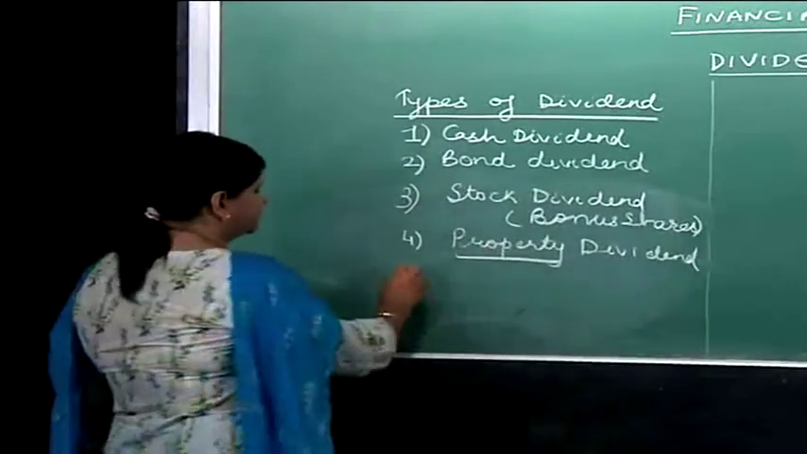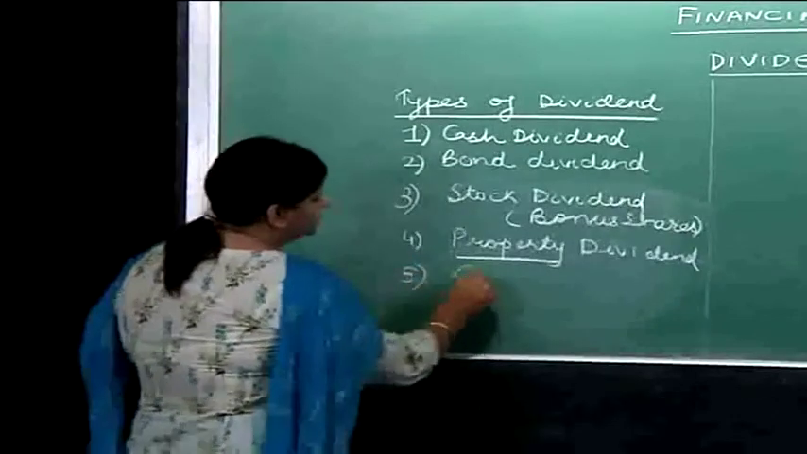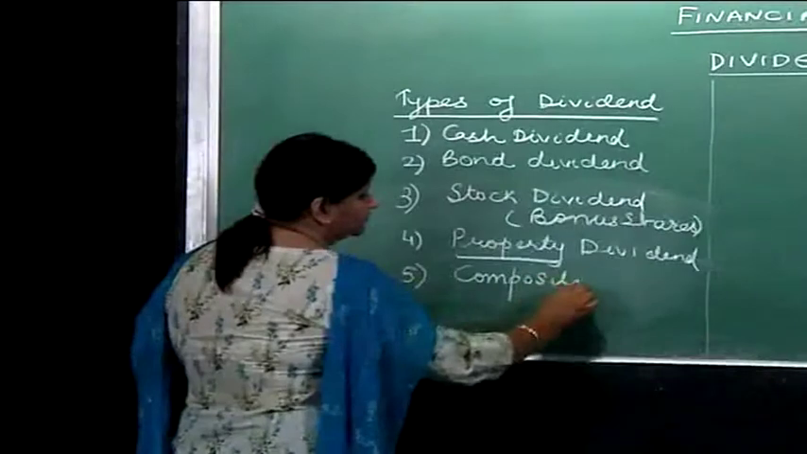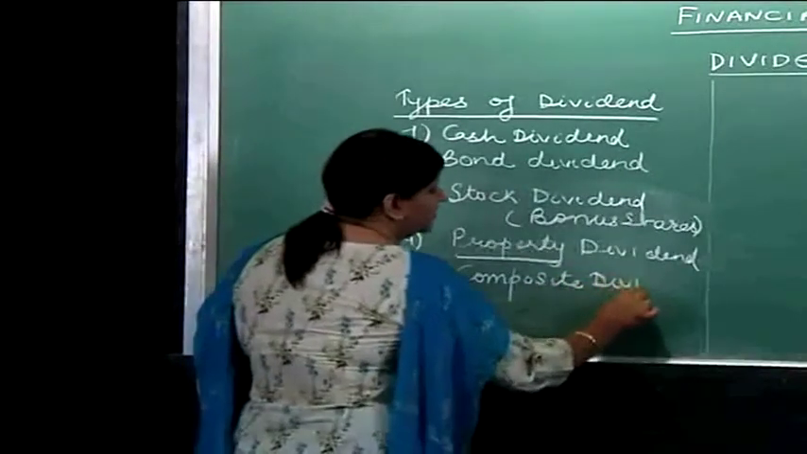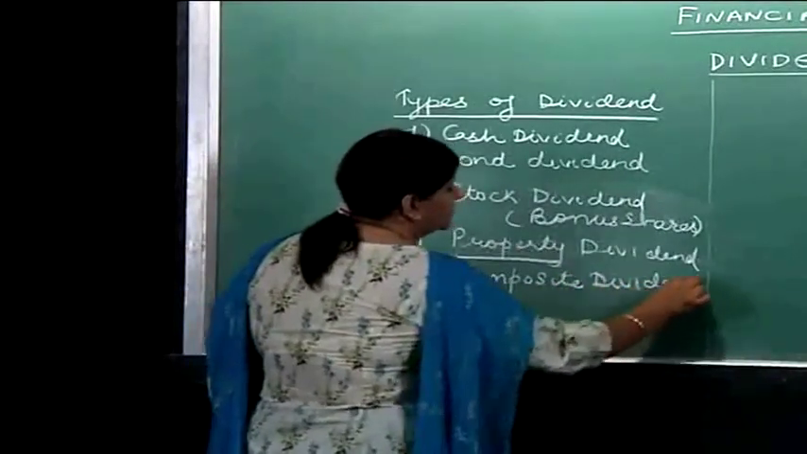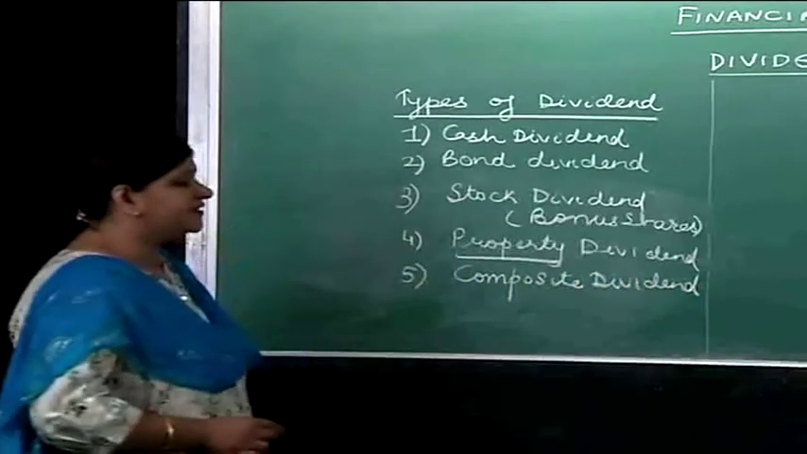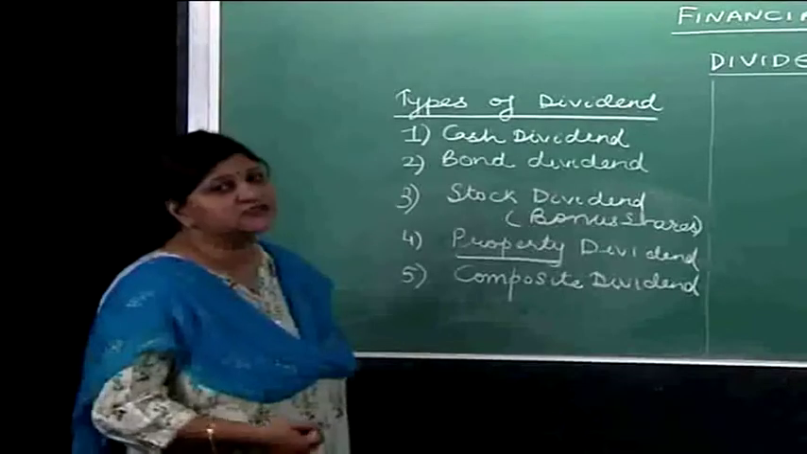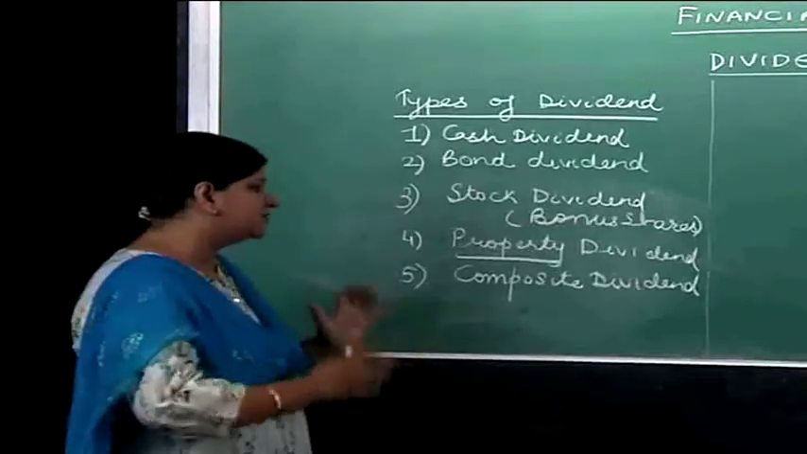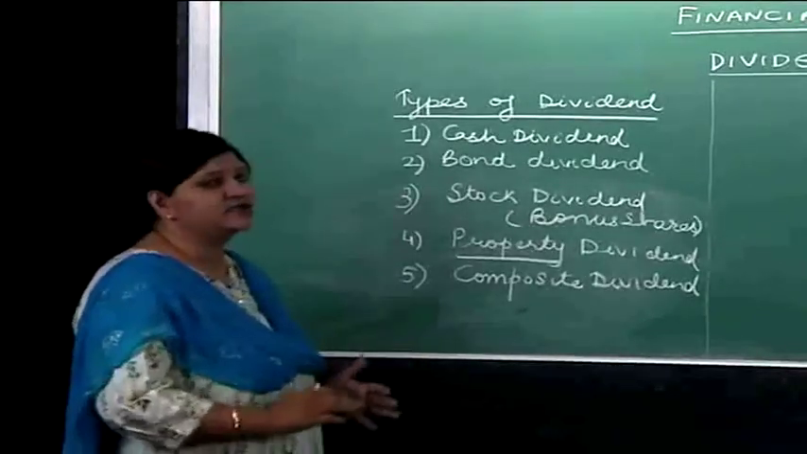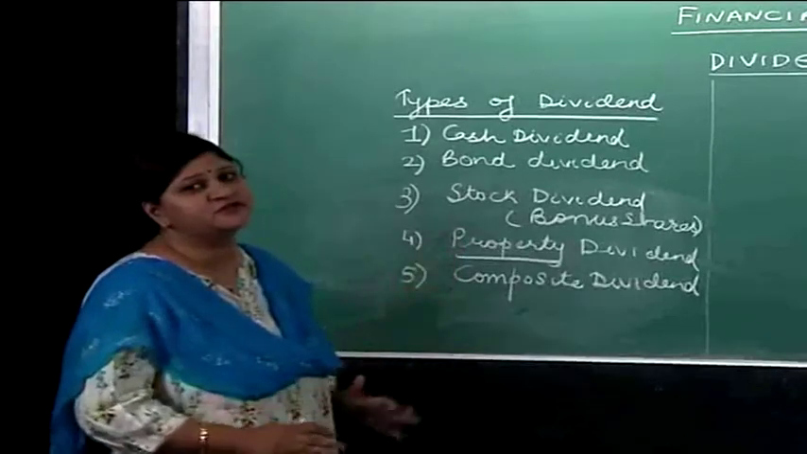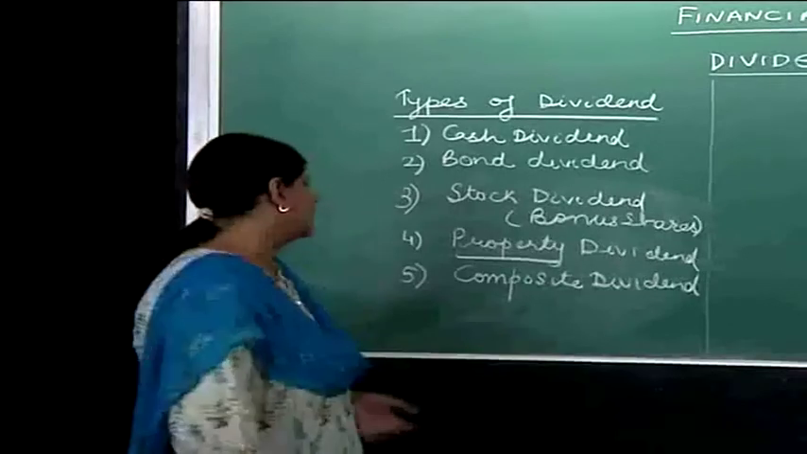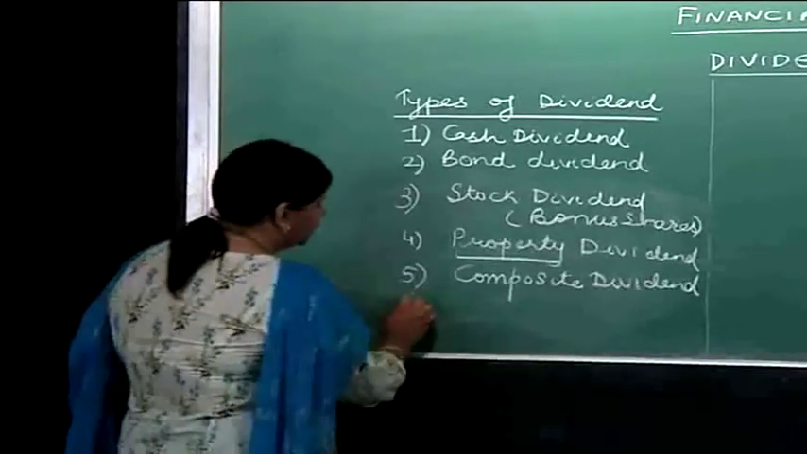Next type of dividend is known as composite dividend. Under composite dividend, some portion of the dividend can be paid in cash and some portion of the dividend can be paid in kind, depending upon the policy so framed, and the decision is taken on the basis of the liquidity position of the company and taking into consideration other parameters. Next dividend is called the optional dividend.